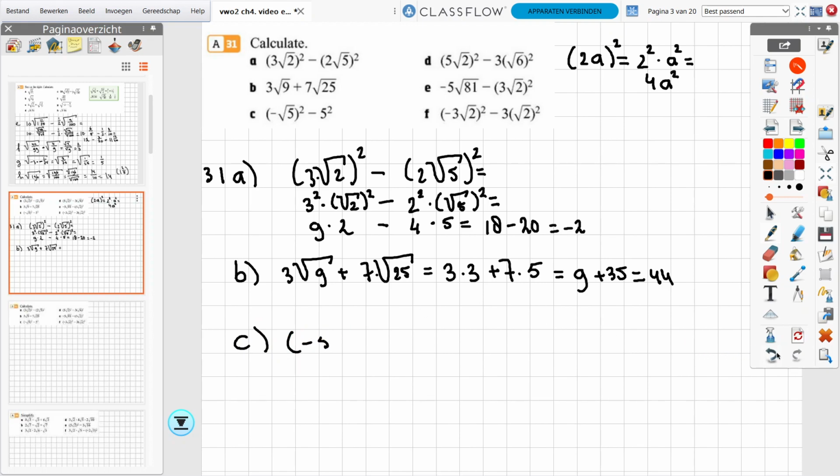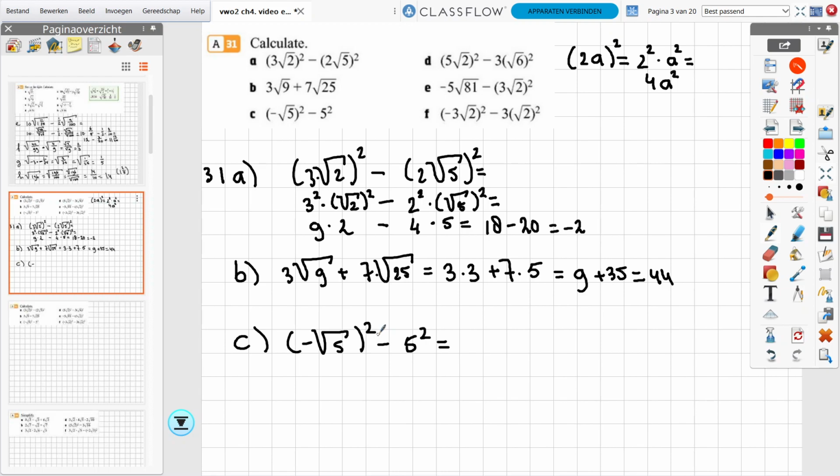C. Minus root 5 squared minus 5 squared. Some people are a bit annoyed by what happens with that minus here in front. What I assess it like this. I have a negative outside my root, by the way, 5 squared means negative root 5 times negative root 5. That would make it positive again.